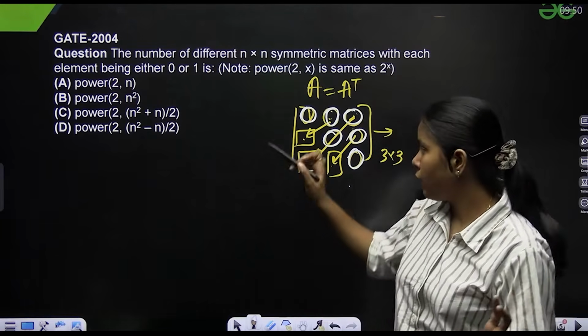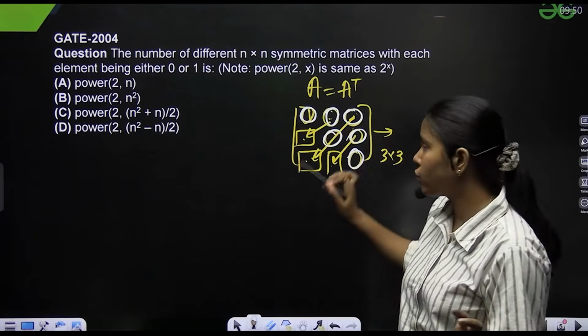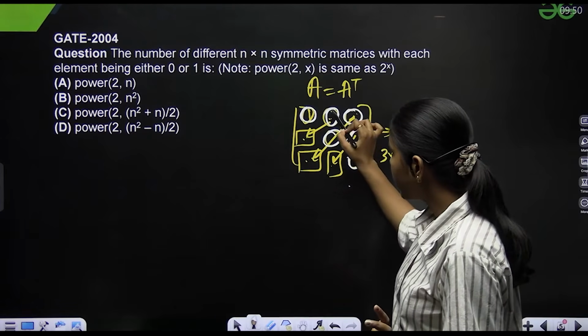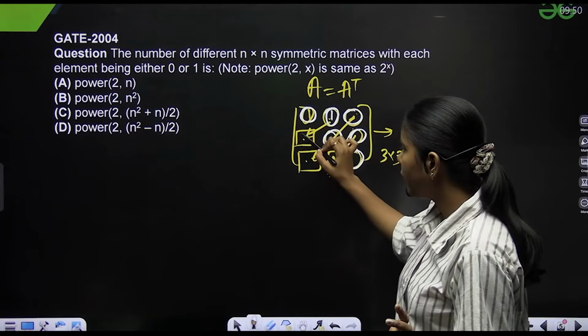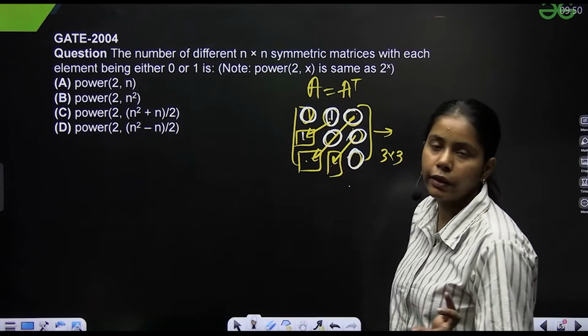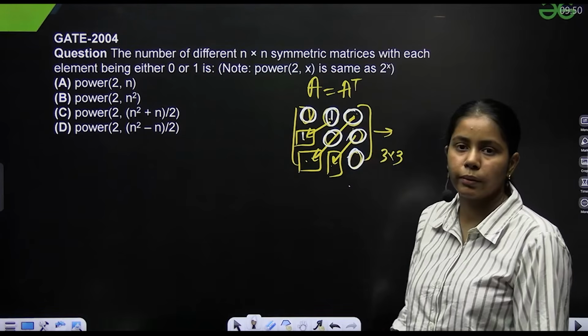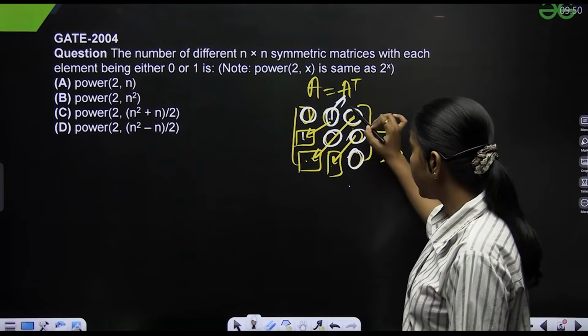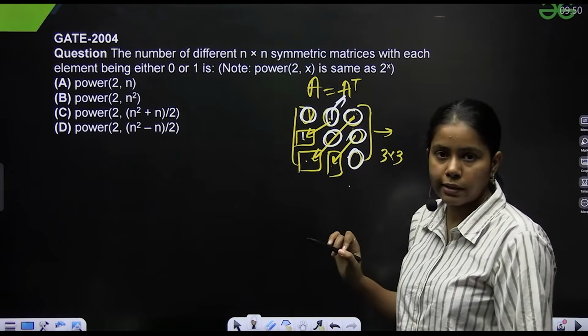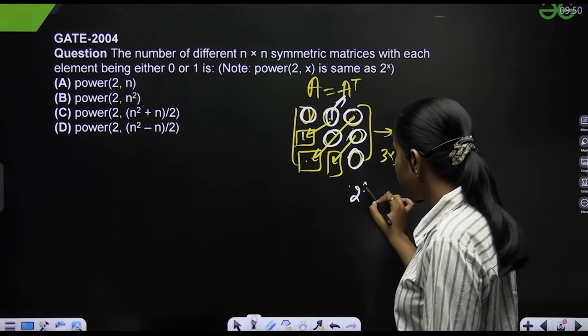2 choices. For this particular position I have 2 choices, and let's suppose I have filled here 1. So I do not have any permission to change this value. I have to fill it 1. So I do not have anything to say here if I have filled this value with 1. Right? So for each position I have 2 choices. So it would become 2 to the power 6.